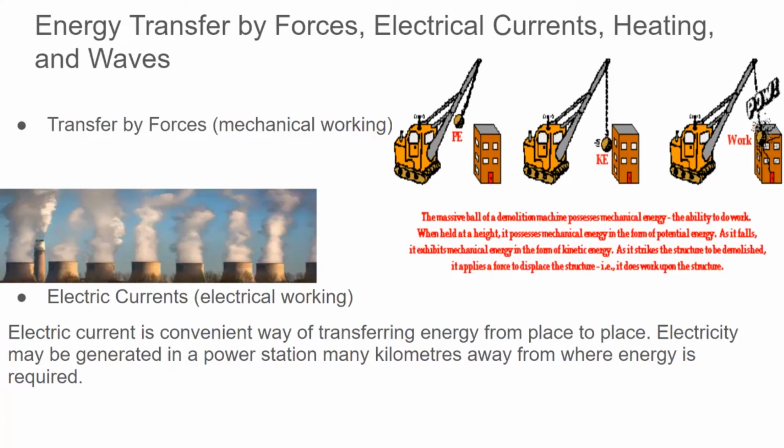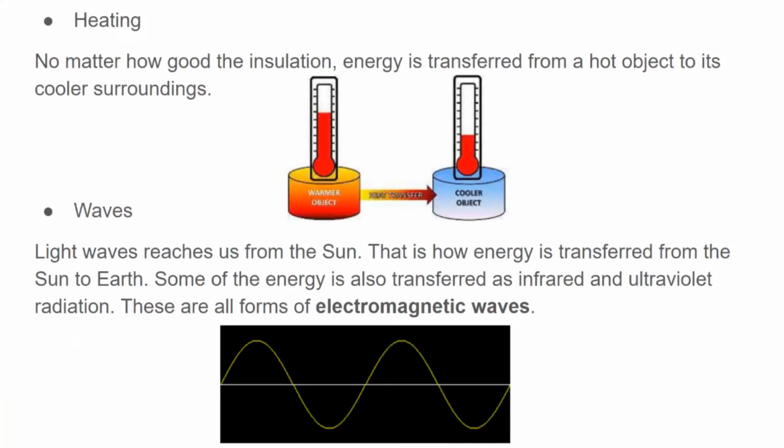Electric currents, electrical working. Electric current is a convenient way of transferring energy from place to place. Electricity may be generated in a power station many kilometers away from where energy is required. Heating: no matter how good the insulation, energy is transferred from a hot object to its cooler surroundings. Waves: light waves reach us from the sun. That is how energy is transferred from the sun to Earth. Some of the energy is also transferred as infrared and ultraviolet radiation. These are all forms of electromagnetic waves.